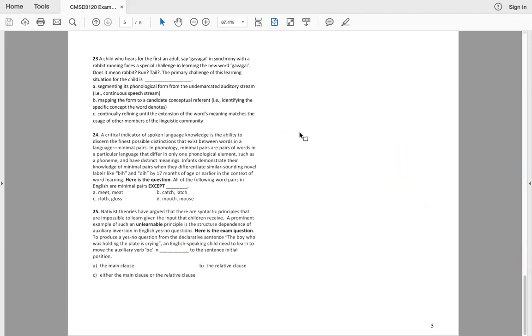Okay, let's look at the last 3 questions. 23. A child who hears for the first time an adult say "gavaga" in synchrony with a rapid running rabbit faces a special challenge in learning the new word "gavaga." This is the mapping problem. Doesn't it mean rabbit, long tail? So you hear a word, then now you need to find out the reference for the word. You need to map the word to its reference. So this potential challenge is mapping.